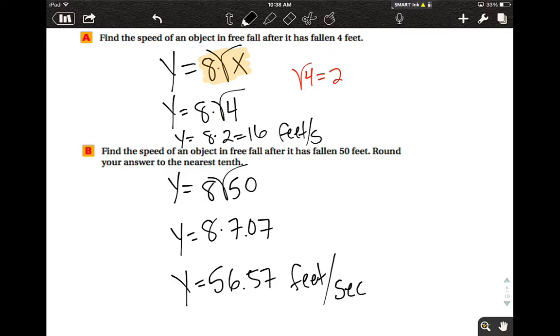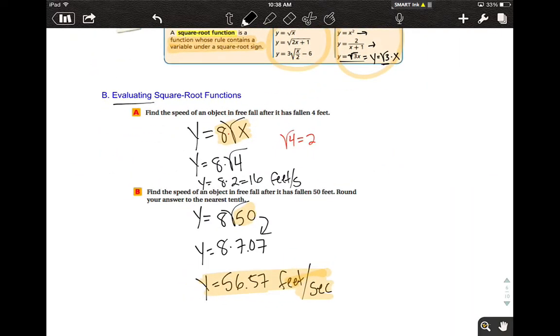Sorry. If you are finished, I am finished. If you're not, go ahead and press pause and catch up, no problem. Hopefully you have the same answer as me. I have 56.57 feet per second. Don't forget your unit. And in general, round to the nearest hundredth is fine. How did I find the square root of 15? Simply plugged it in my calculator. I don't expect you guys to do that by memory.